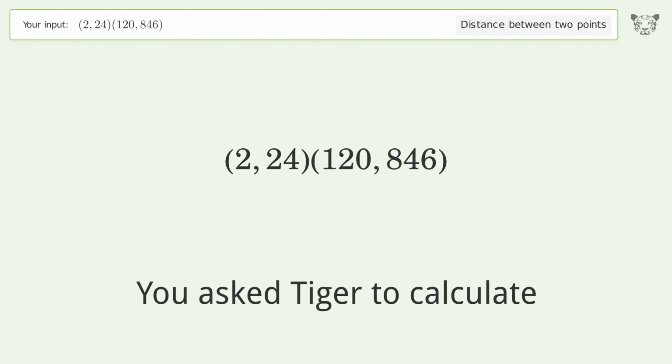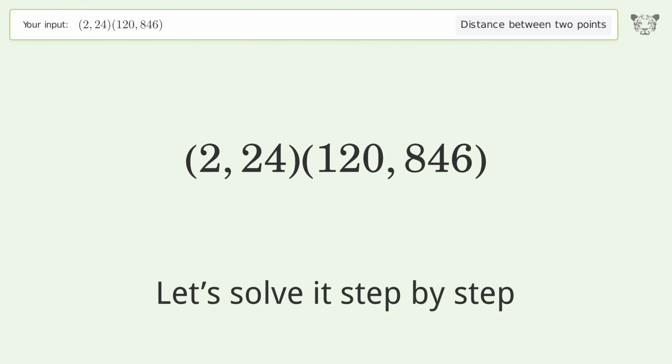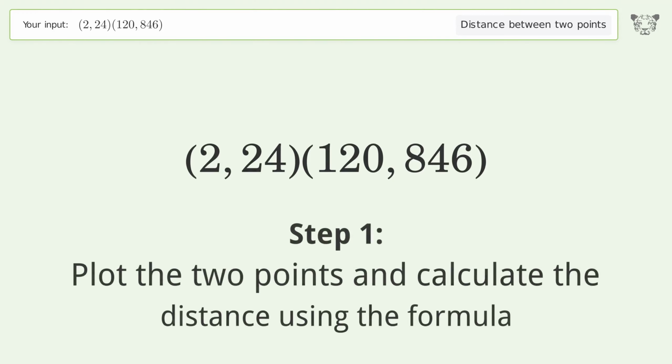You ask Tiger to calculate. This deals with the distance between 2 points. The distance between the 2 points is the square root of 689,608, or 830.426. Let's solve it step by step. Plot the 2 points and calculate the distance using the formula.